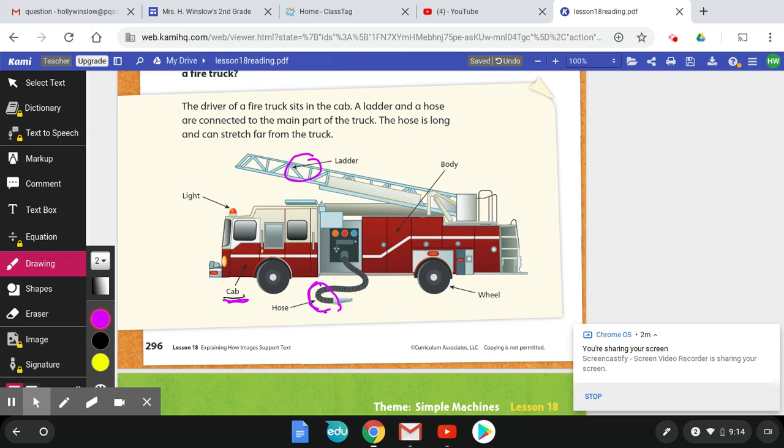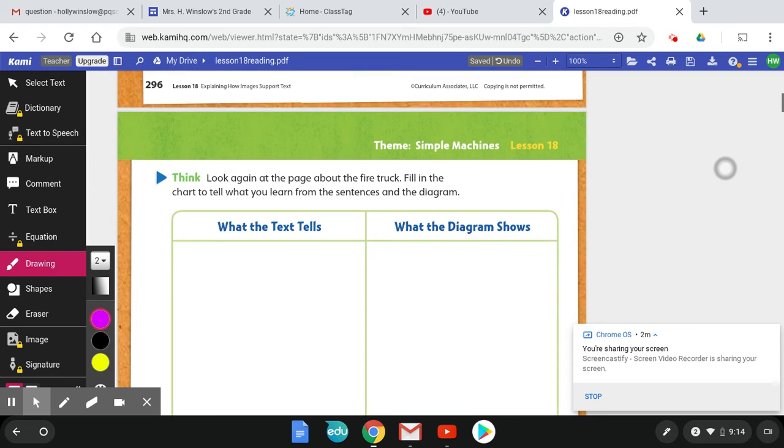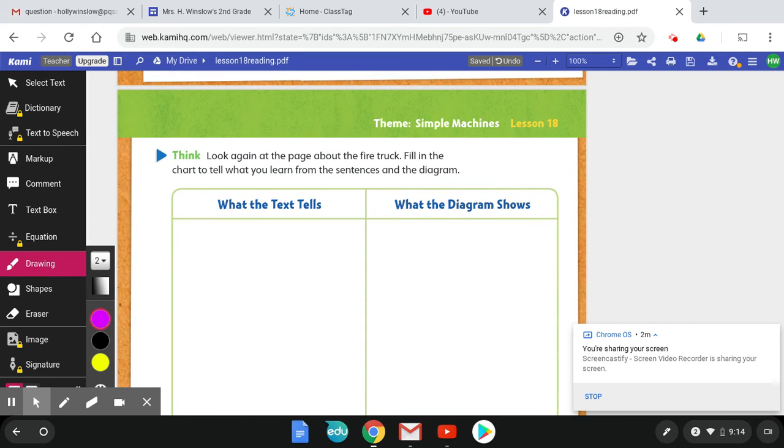All right. So if we take what we see, what we read, and we look at our chart, it says, look again at the page about the fire truck. Fill in the chart to tell what you learned from the sentences and the diagrams. So if I look at what the text tells me, the text tells me that the driver of the truck sits in the cab and the ladder and the hose are connected to the main part, and that the hose can stretch from the truck. So I'm going to write that down now. And you remember, you write what you think in your words, okay?